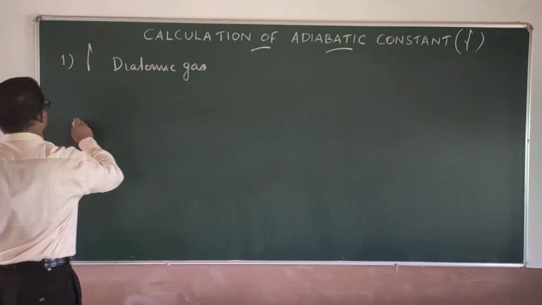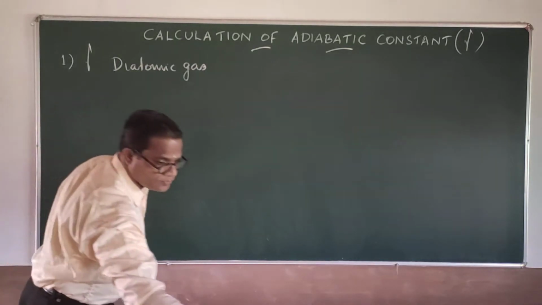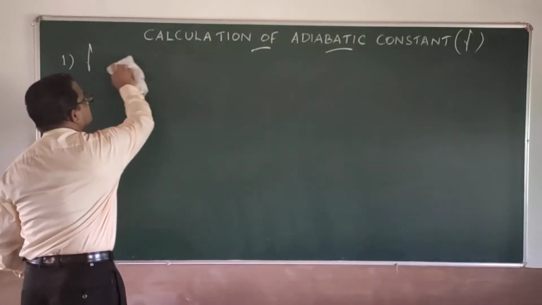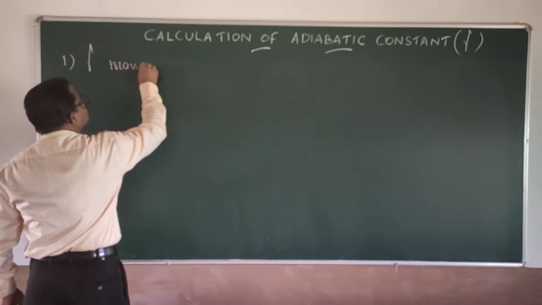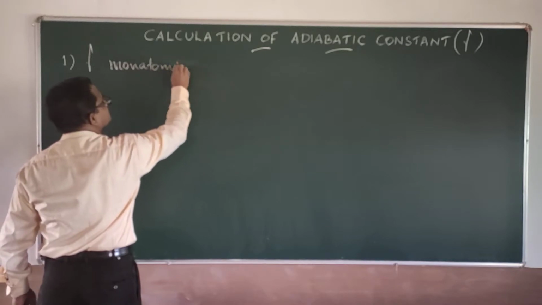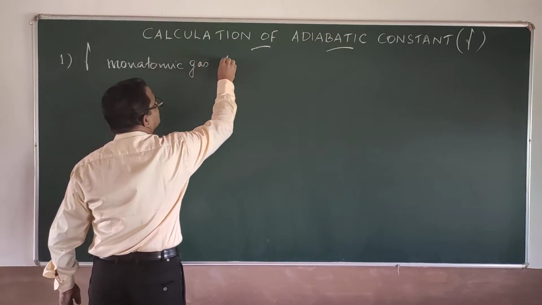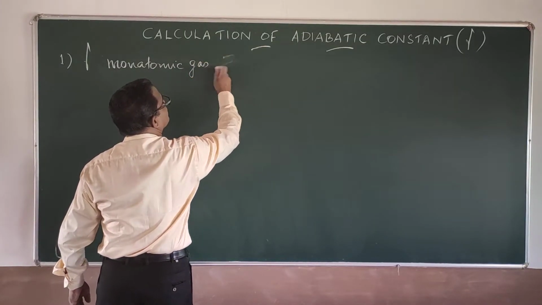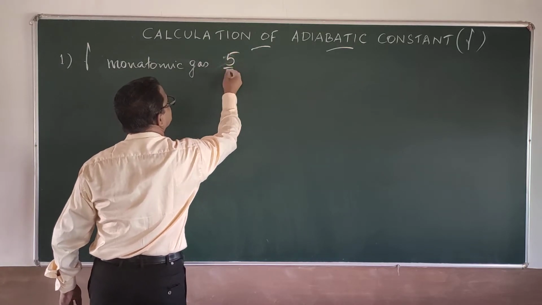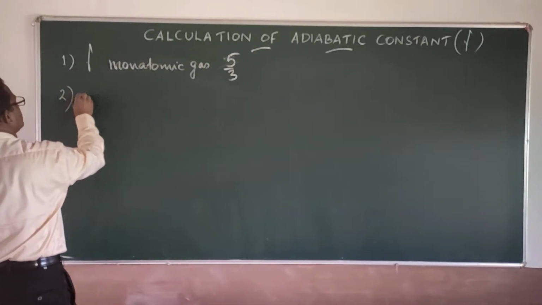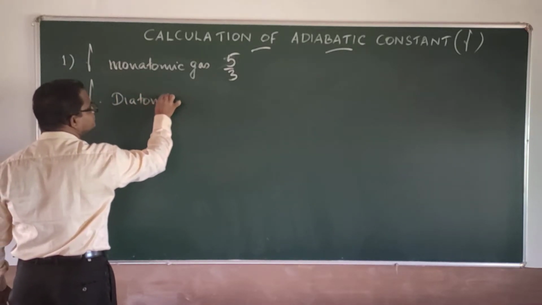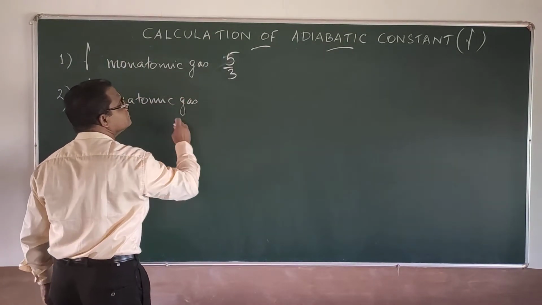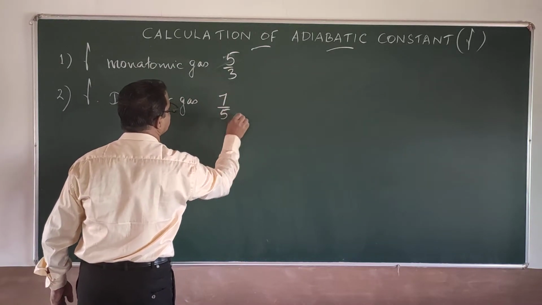So, gamma for monatomic gas, we got it as 5 by 3, and second one, we got gamma for diatomic gas, that is 7 by 5.